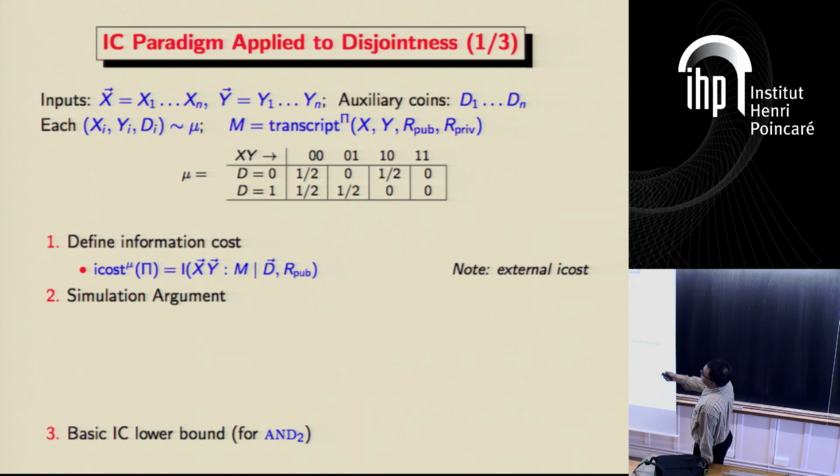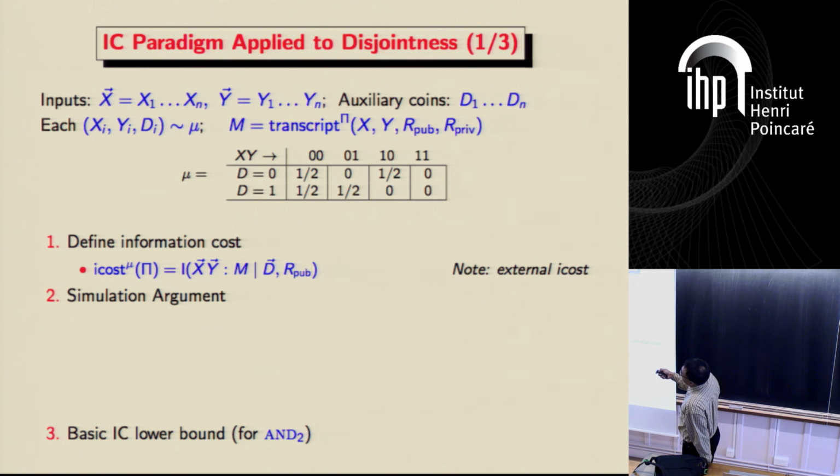So we're going to have 2 distributions. There's the input distribution x, y, and we'll also have some auxiliary random variables which I'll call d1 through dn. And so each xi, yi, di will have a certain joint distribution. Okay. So it's described in this picture.